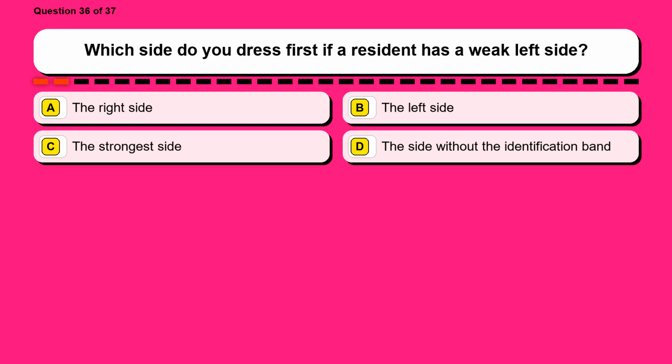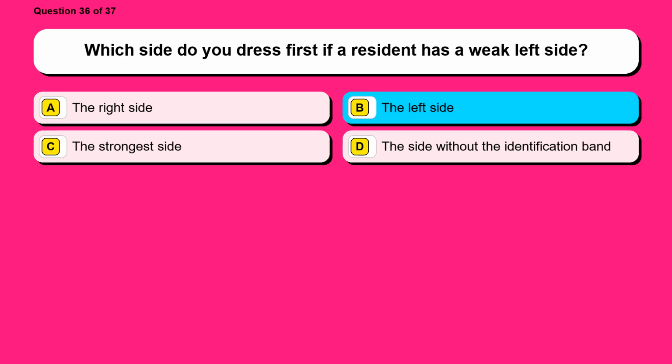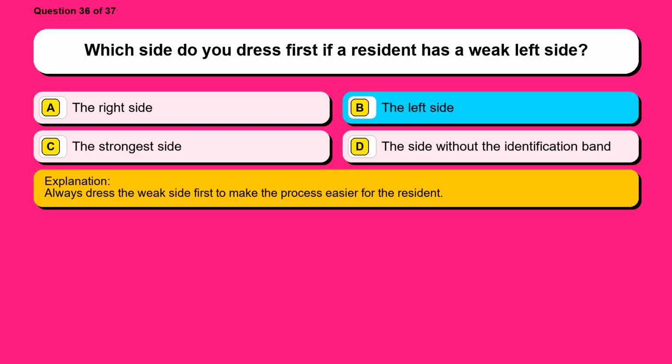Question 36. Which side do you dress first if a resident has a weak left side? Option A. The right side. Option B. The left side. Option C. The strongest side. Option D. The side without the identification band. The correct answer is option B. The left side. Always dress the weak side first to make the process easier for the resident.